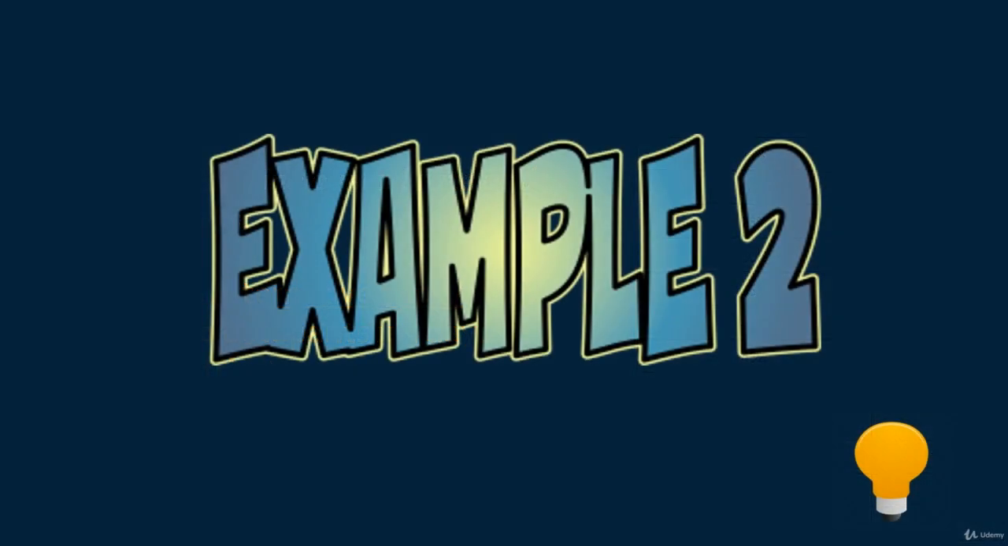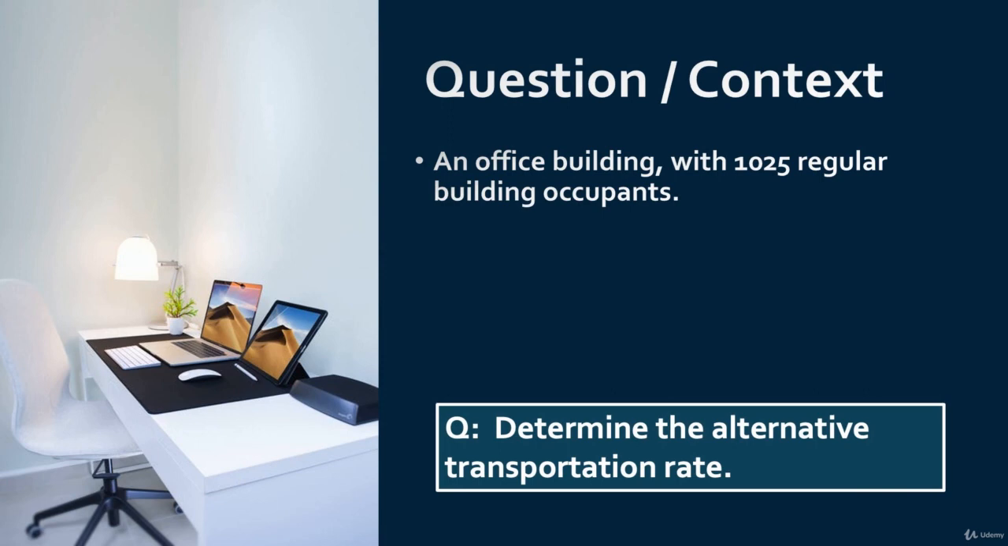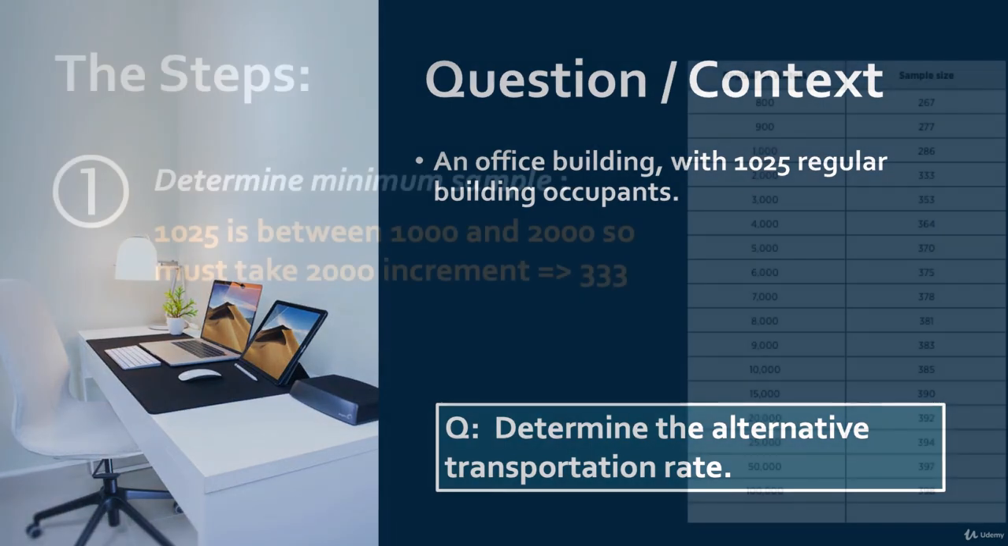And to get a hang of this, let's do this one more time for example number 2. Here we take a slightly different approach as I give you the data as we need it. We start with an office building with 1,025 regular building occupants. And the question is the same, determine the alternative transportation rate.